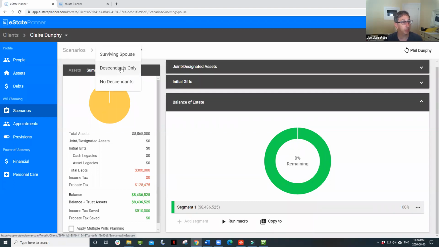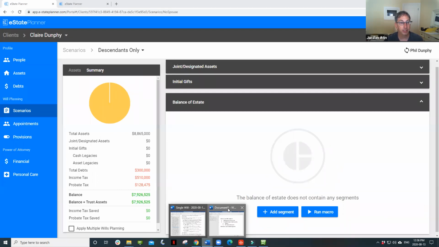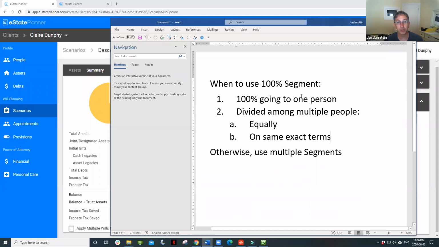Let's go to the more complicated one. So let's go to the scenario where, using our little test, we're going to use a 100% segment if we're dividing it among multiple people equally on the same exact terms.